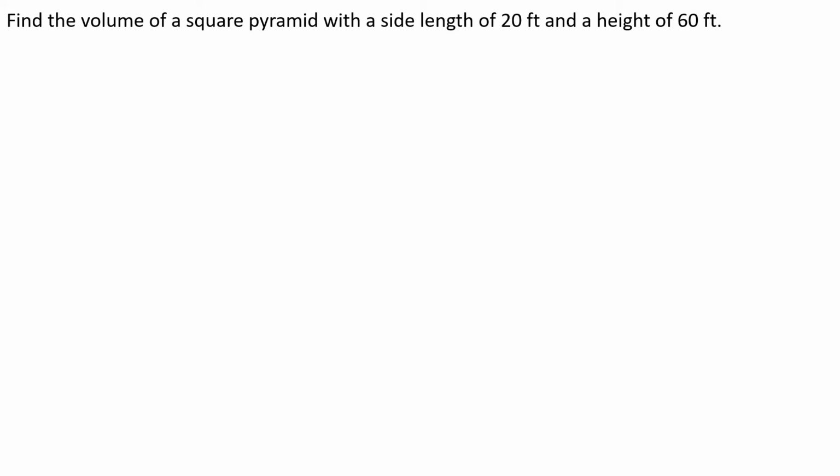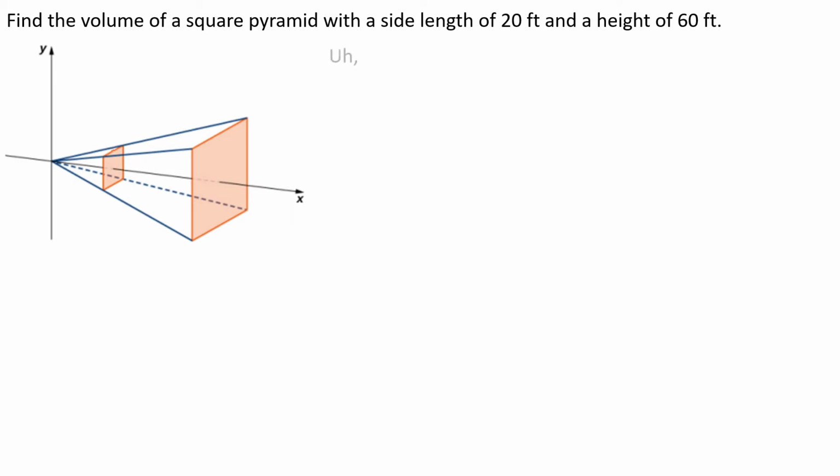So this way, even though each slice is still going to be a square, each slice is going to be a slightly different size, right? I mean, at the very bottom, you've got 20 by 20, that's 400 square feet. But then as you move up, they get smaller.